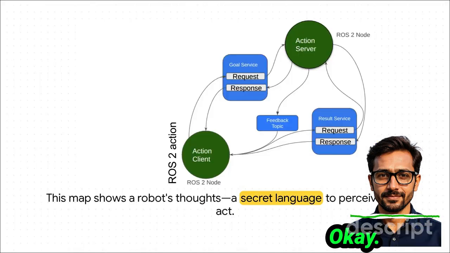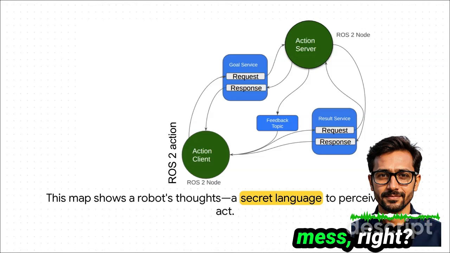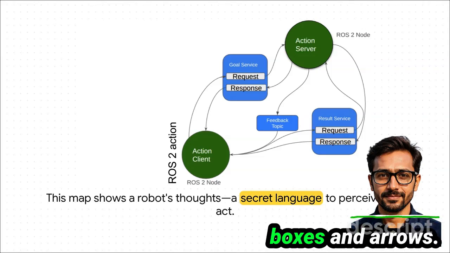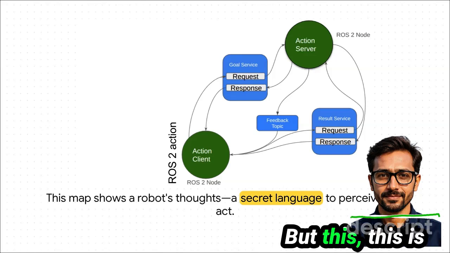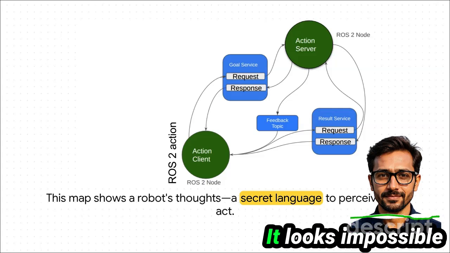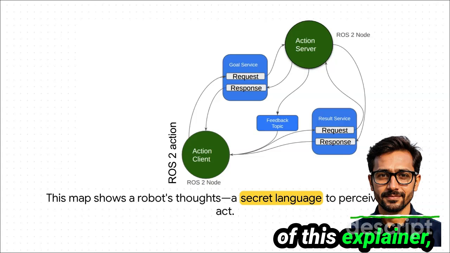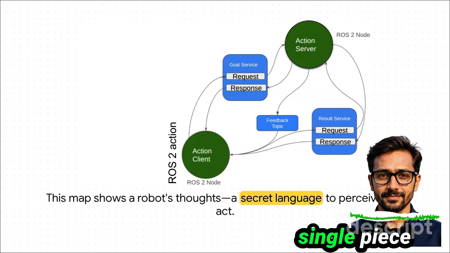Whoa. Okay, I know. At first glance, this just looks like a chaotic mess, right? A tangled web of boxes and arrows. But this is our roadmap. This is the secret language, all mapped out. It looks impossible now, but I promise you, by the end of this explainer, we are going to understand every single piece of this puzzle. Let's start at the beginning.